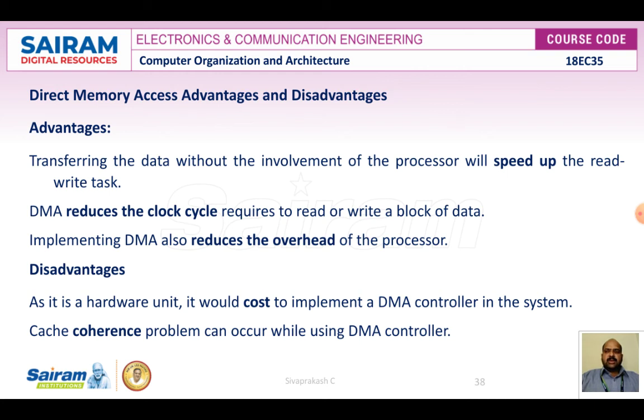Coming to the disadvantages, as it is a hardware unit, it costs to implement the DMA controller in a system, so it is a bit costlier. And as usual, a cache coherence problem can occur while using the DMA controller. So these are the disadvantages of the DMA controller.